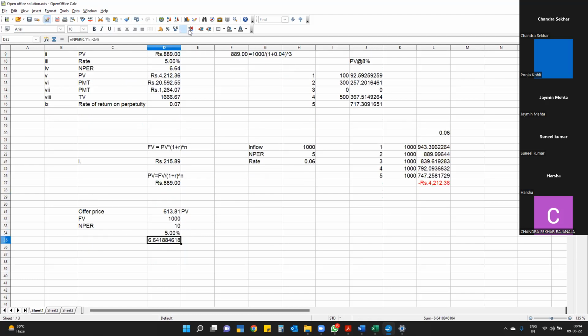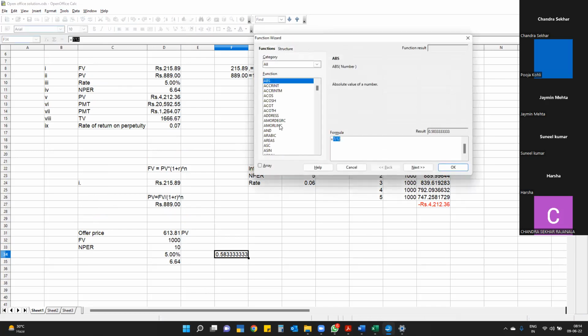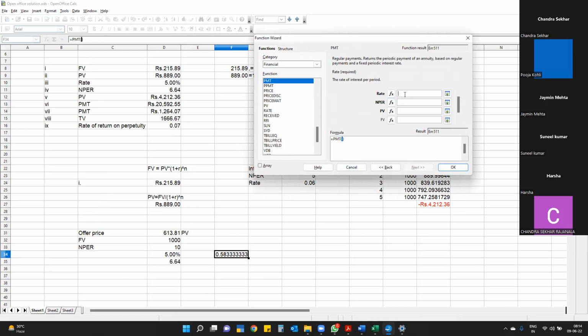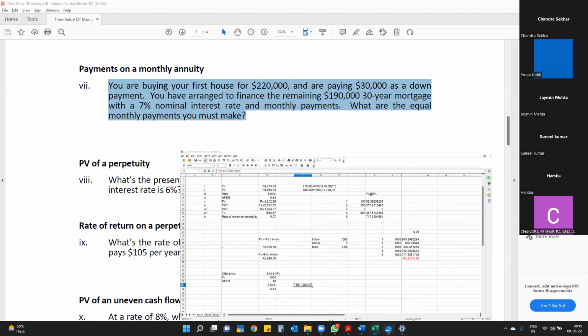If anyone has a doubt, he can unmute himself and clear the doubt. So 7 divided by 12 is the interest rate. So we can go again because we have to find the payment. If you'll see, rate will be 0.07 by 12. Period will be 360. And present value is 1,90,000. So result will be 1264. Shall we move forward?